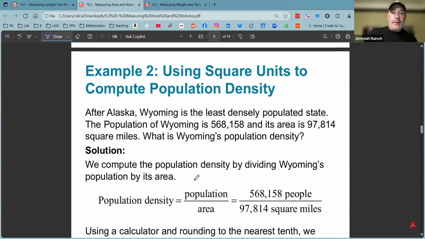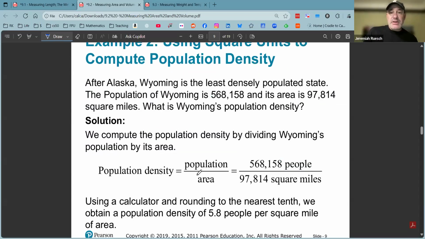All right. Using square units to compute population density. So that might be something you're not expecting, but it's a common trait that we use to talk about how populations are dispersed over an area. Okay, so in this example, after Alaska, Wyoming is the least densely populated state. The population of Wyoming is 568,158 people, and it has an area of 97,814 square miles. So what is its population density?